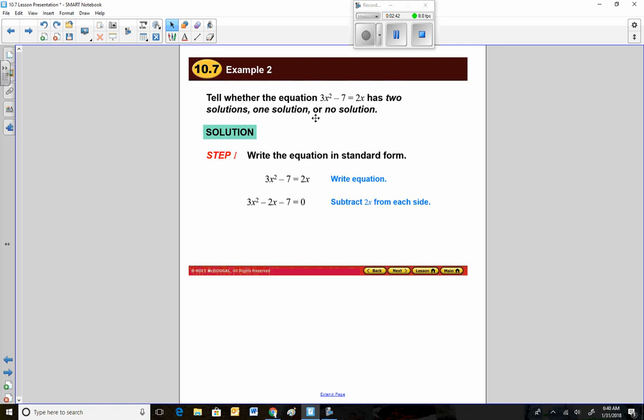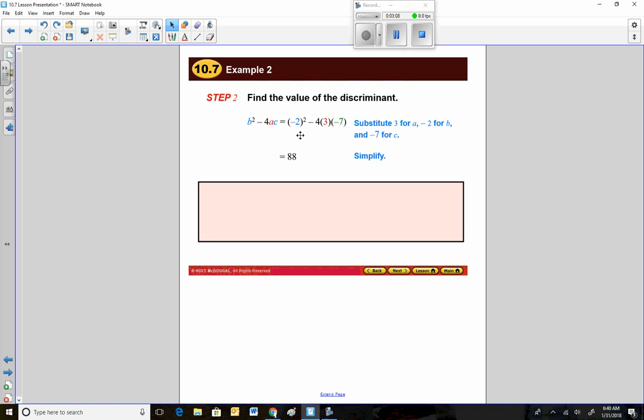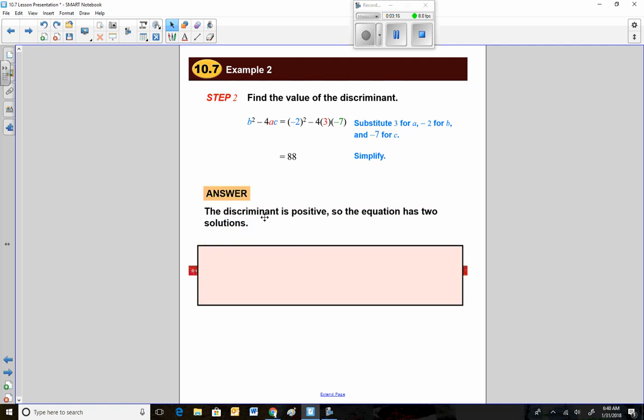Now, tell whether the equation has 2 solutions, 1 solution, or no solution. If it's written like this, we have to put it in standard form. So we go ahead and create a standard form by moving the 2x over, subtracting it. Now you use your b squared minus 4ac to see if it actually has a positive answer, a 0, or a negative answer. And when you plug in all your numbers, you get a positive 88. Therefore, there must be 2 solutions. And that's what we get down here. The discriminant is positive, so the equation has 2 solutions.